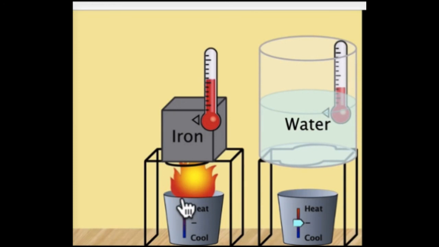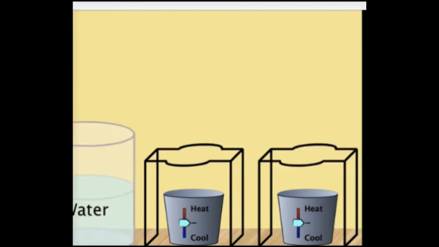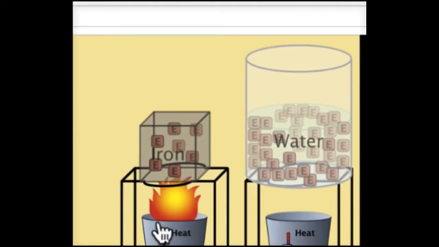So we increase the heat or the energy. You see an increase in temperature in the iron. And if we put some ice underneath the water, we're slowing down the molecules in the water because the heat energy is leaving the water. As you continue to watch, you'll see as the energy moves. Now watch as the energy symbols are showing you the direction that the energy is moving.